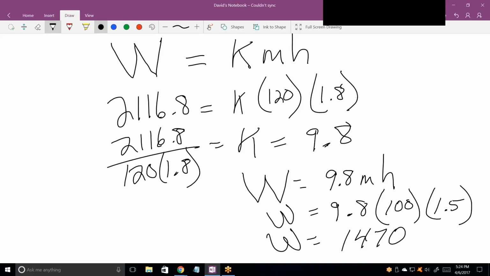And K does not have any units on it. K is a constant. It's just a number. There's no units. In other words, in this problem, 100 was kilograms, 1.5 was meters, so I ended up with kilograms times meters. That's what joules are, a kilogram times a meter. It's 1 joule.